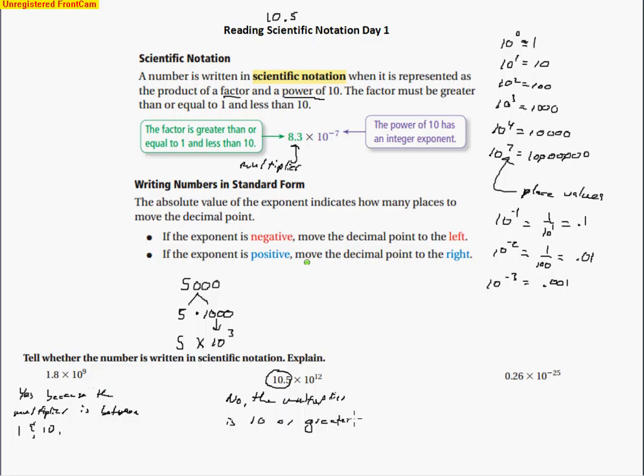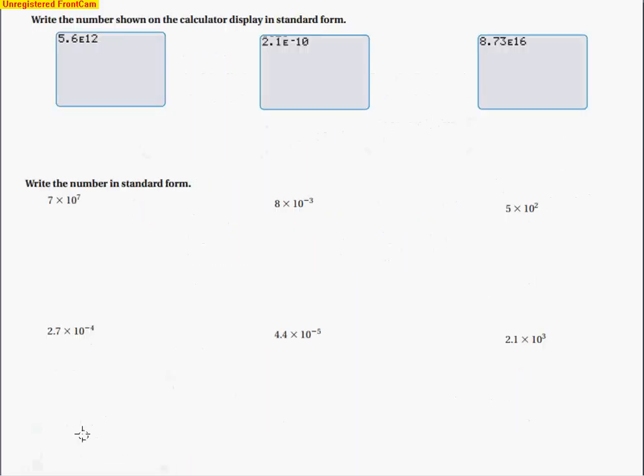On this one here, this is less than 10, so this is not in scientific notation. So no, the multiplier is less than 1. So if the multiplier is less than 1 or 10 or greater, it's not in scientific notation. Let's take a look at some other types of problems that we'll see.